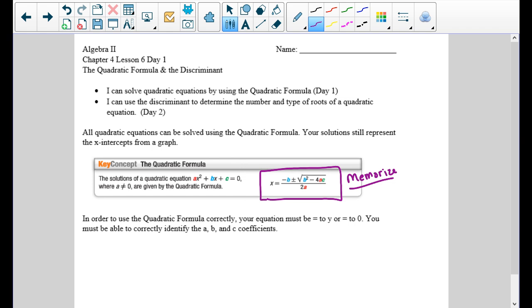So in order to use the quadratic formula correctly, your equation must be equal to y or equal to 0. So those would be the same things. Okay? So you can see here with my formula here, it's in standard form, ax squared plus bx plus c, it's set equal to 0, or it could be set equal to y. Again, those have to be just like the same form we used before. Okay? So this will allow us to find that a, b, c for our coefficients here.